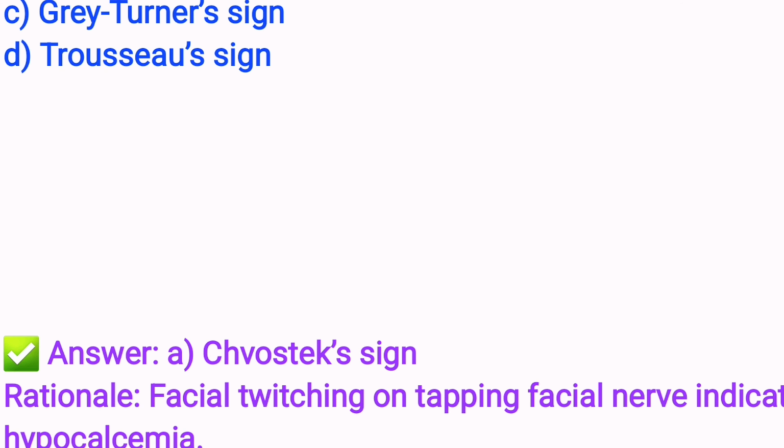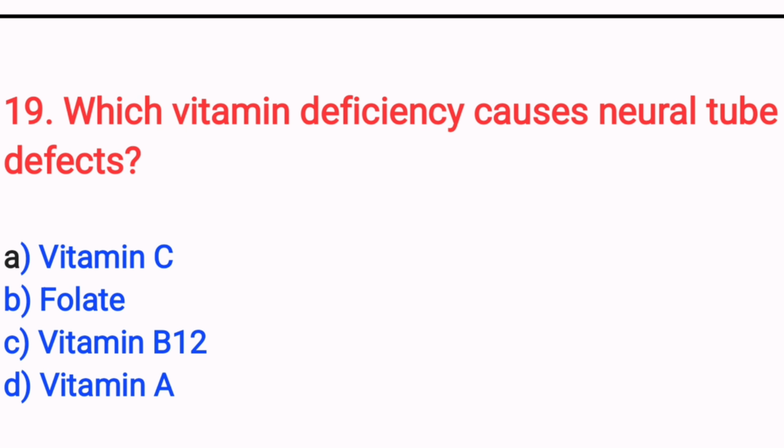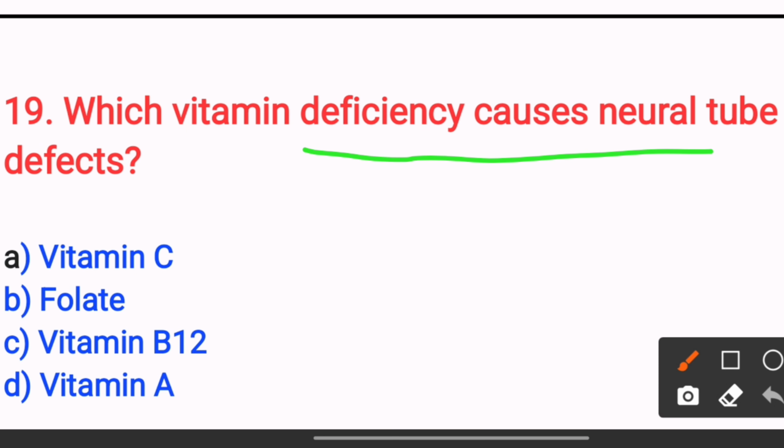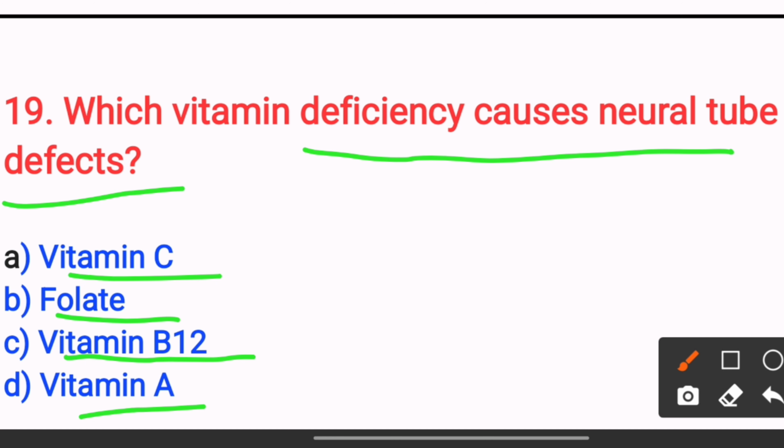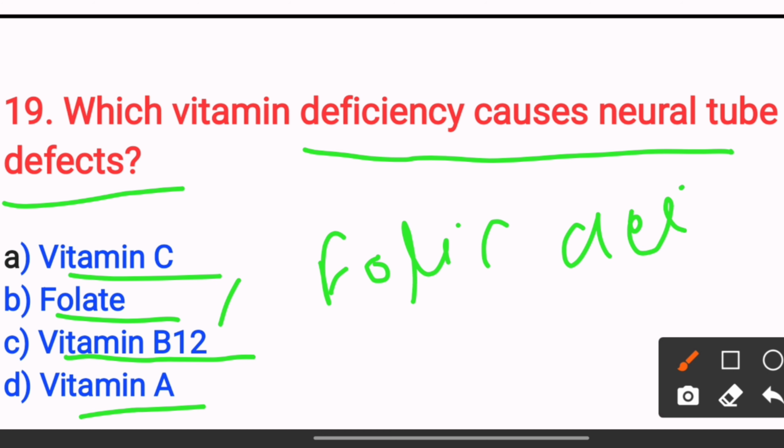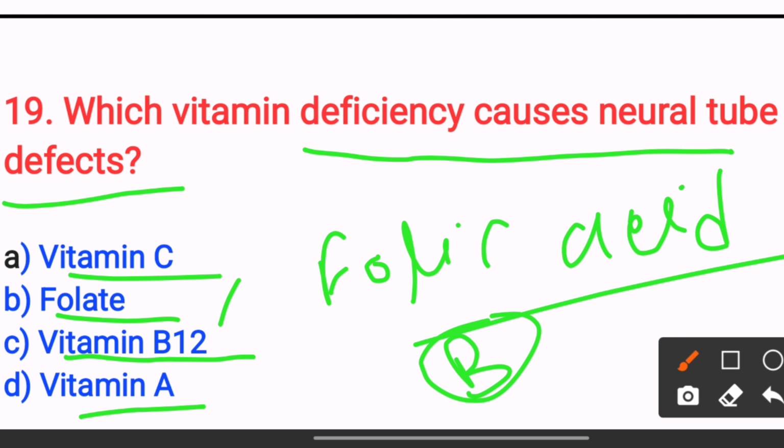Next, which vitamin deficiency causes the neural tube defects? Option A vitamin C, option B folate, option C vitamin B12, option D vitamin A. Folate, also known as folic acid. The answer is option B.